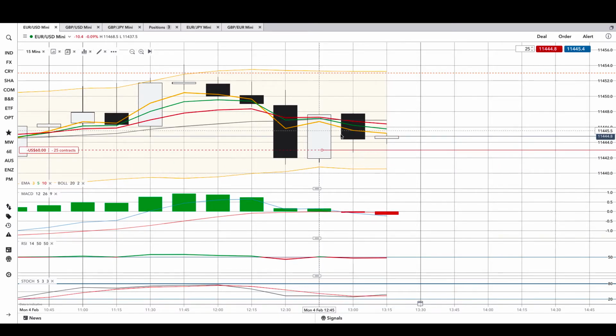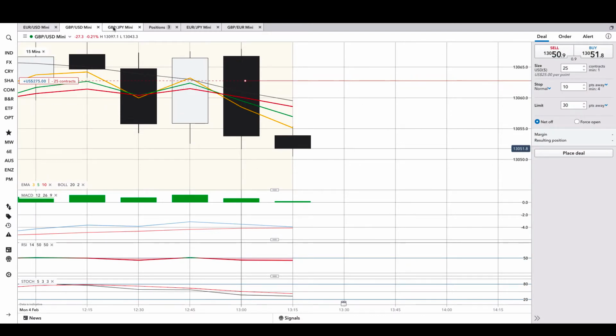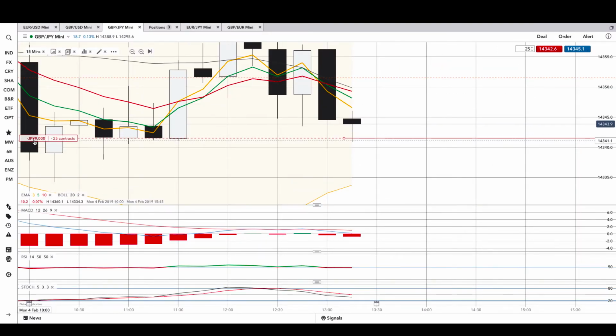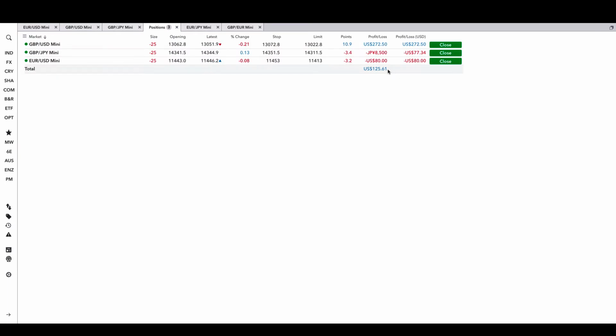So in this case, the Euro USD, now we're at $60 loss. GBP is at 275 profit. GBP JPY is at yen 9,000. So overall, it's still a profit for these whole 3 trades. All right. So yeah, we'll resume this next.